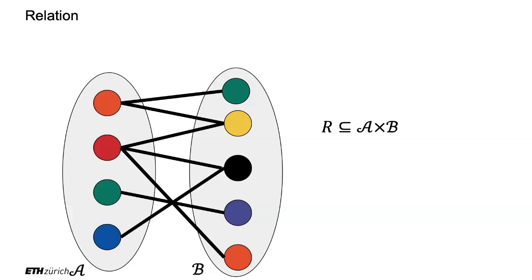So you see the orange element in A, the first one is mapped to 2 elements in B, the red one is mapped to 3, that's a relation, right? So basically in a relation, I can do whatever I want. I can map any number of elements in A to any number of elements in B, right?